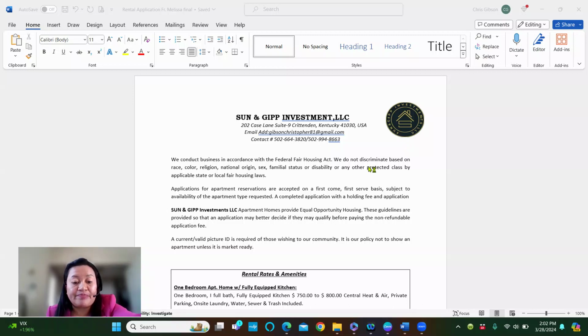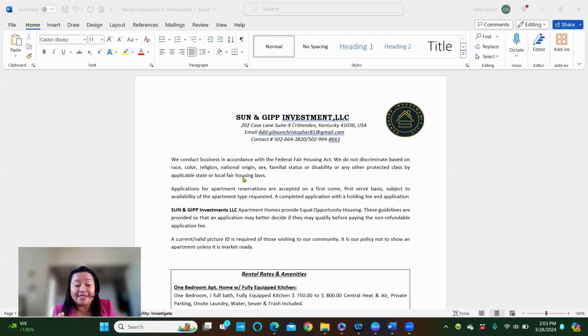This is the first page of the rental application. It is 10 pages in total. There are a lot of pages, because this is really important. In this form, you will be able to know if your applicant is the right one or not.